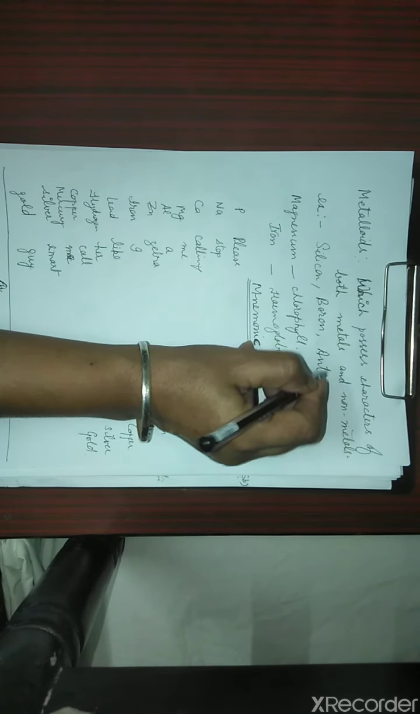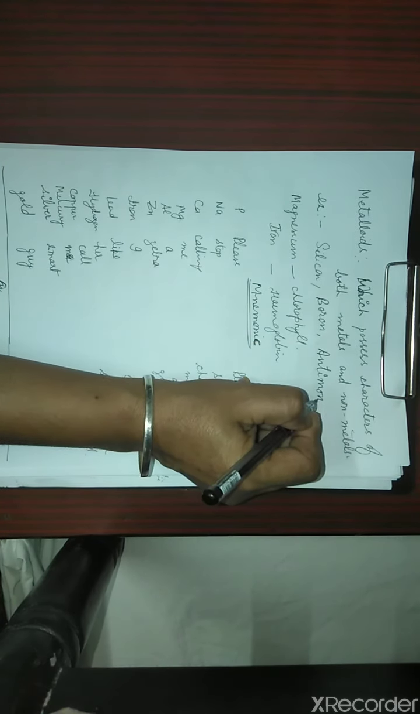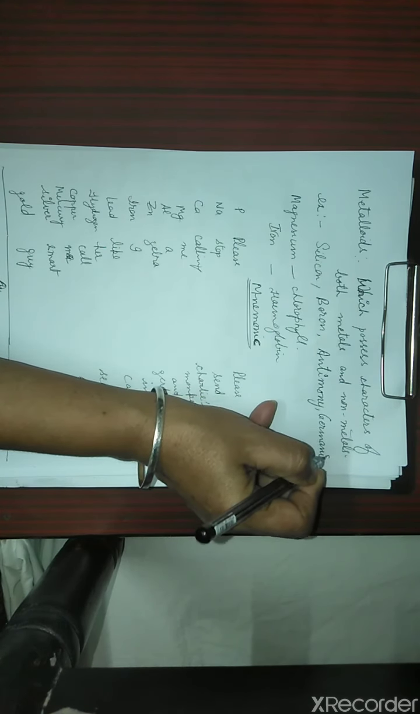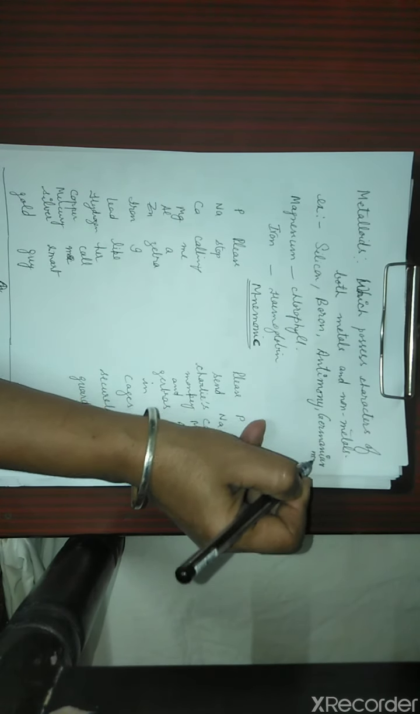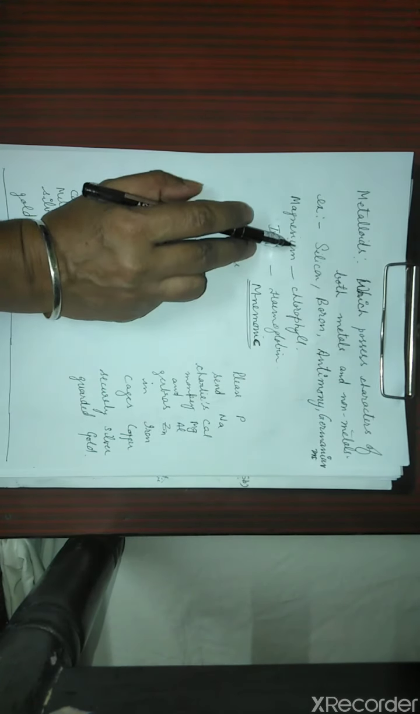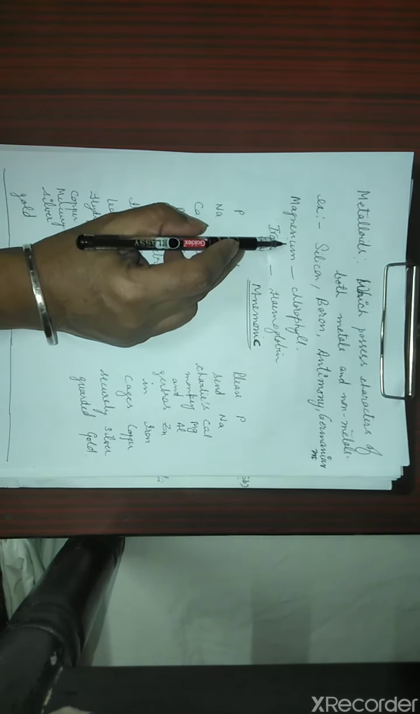antimony, germanium. These are all metalloids.